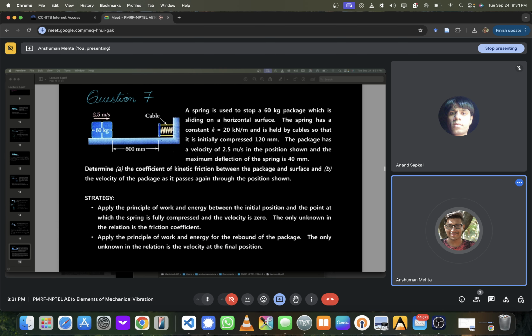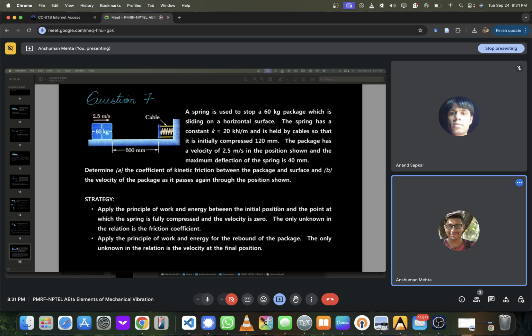Okay, moving to the next question. Question 7. Here a spring is used to stop a 60 kg package which is sliding on the horizontal surface. This spring has the constant K, and it is held by the cable so that it is initially compressed to 120 mm.